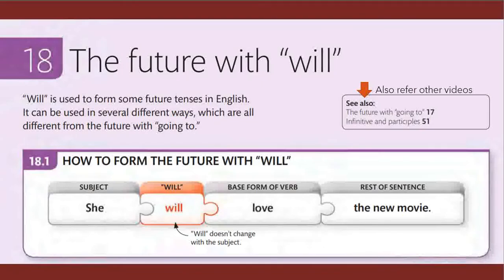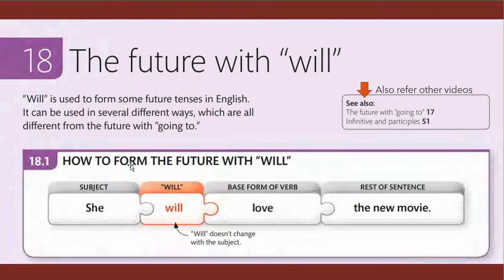Let us begin with the future with will. Will is used to form some future tenses in English. It can be used in several different ways, which are all different from the future with going to. So previously we have studied about going to. Today we are going to cover the use of will for future reference.